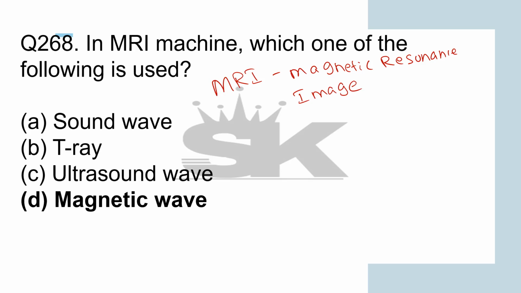Magnetic resonance image is a type of safe, painless testing that doctors use to see the body's organs and structures. MRI uses a magnetic field and radio waves to create detailed pictures of the body's insides. Unlike CAT scans or X-rays, MRI doesn't use radiation. Okay.